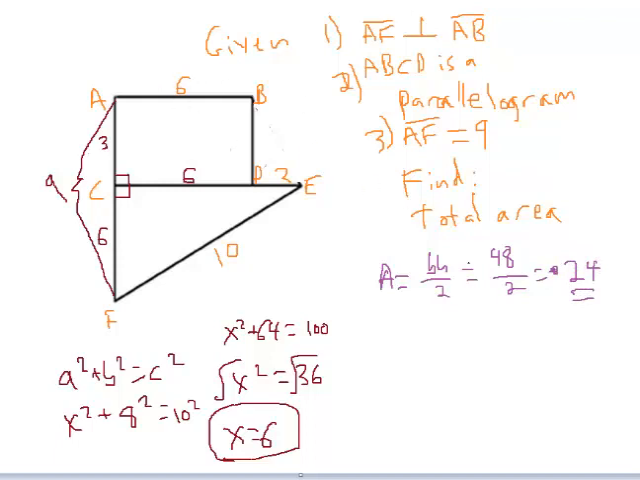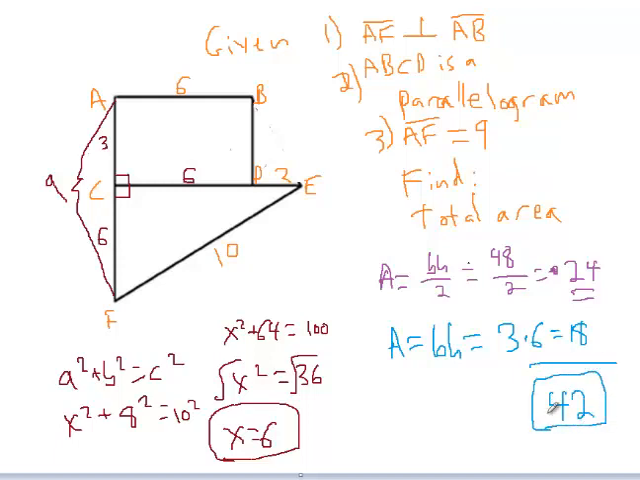Now, in a different color, let us do the rectangle. In the rectangle, the area is simply the base times the height, or the length times the width, same thing. In this case, that's 6 times 3, it looks like. 3 over here, 6 over here. 3 times 6, which is 18. If we add them together, the 24 and 18, we get 42. So the total area of this shape is 42.